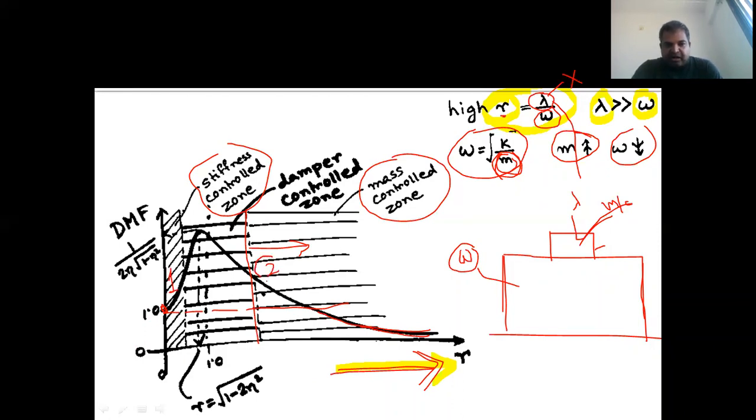And now this is the third zone where your expertise will actually come. This zone is the damping control zone, or the damper control zone. In this, neither the stiffness nor the mass comes into the picture, but only the damping comes into the picture.